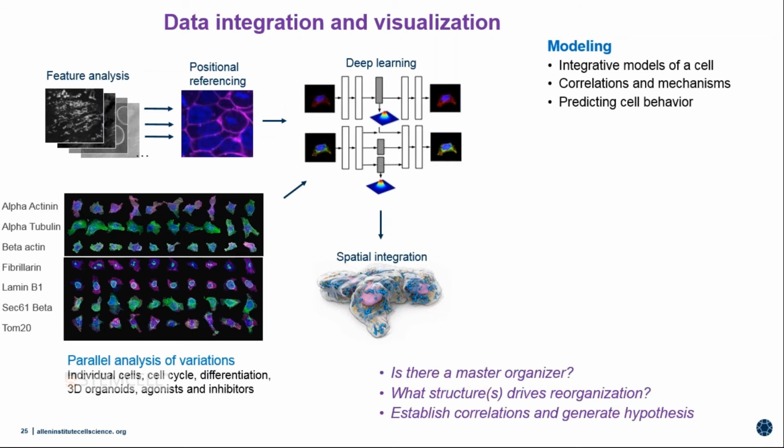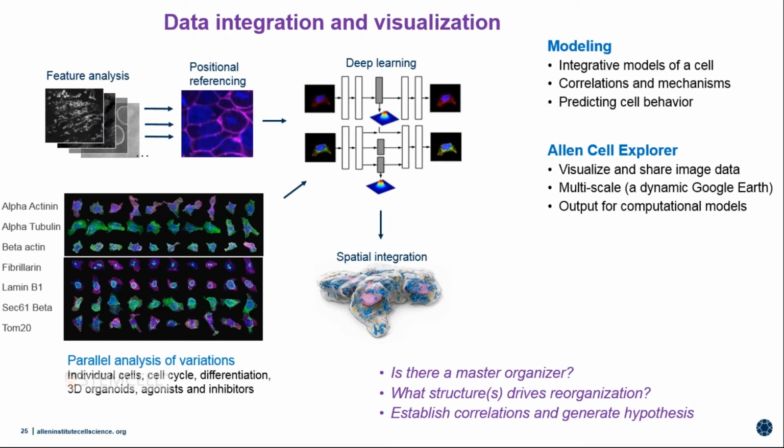So with all of this, our goal is to figure out, back to our lofty goals, is there a master organizing the cell? What are the hierarchies of organization? And what drives reorganization as the cell goes through these various processes, including differentiation and cell cycle, and absolutely establish correlations, and hopefully this will be a hypothesis generator, not just for us, really for the community.